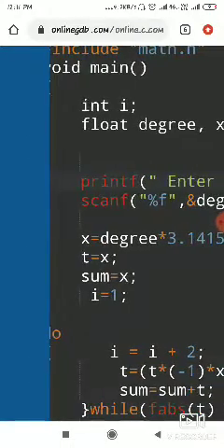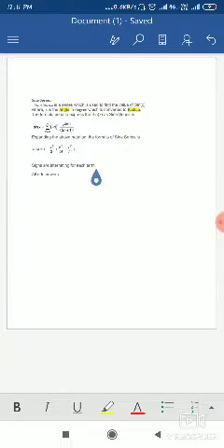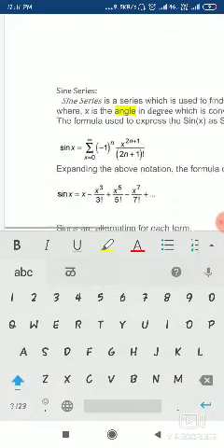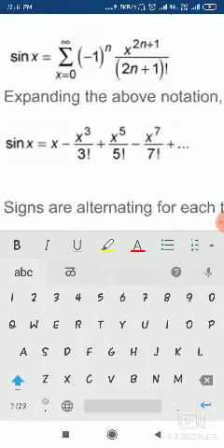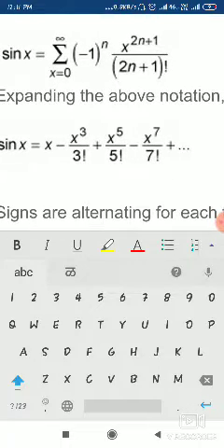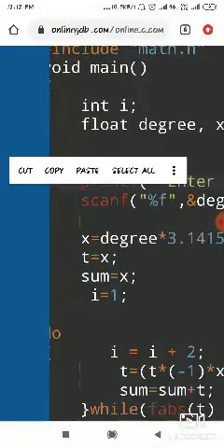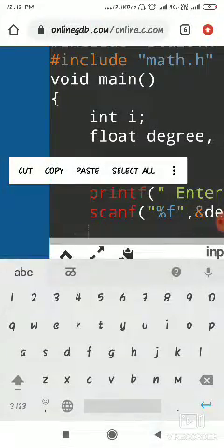Now I'm using a t variable, which is actually a term. When we discussed this, these are all the terms. This is the first term, x is the first term, x power 3 divided by 3 factorial is another term. So these are the terms. That's why the t is for term. I'm just naming them.